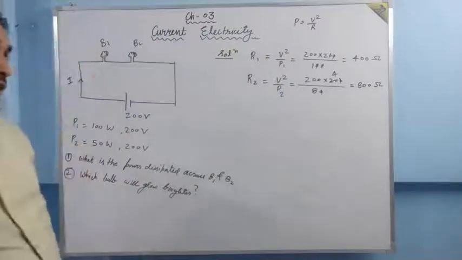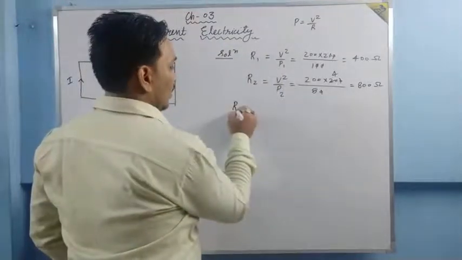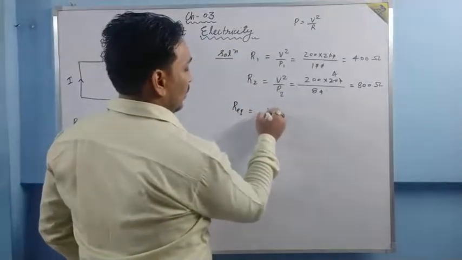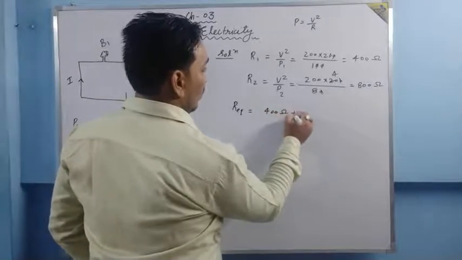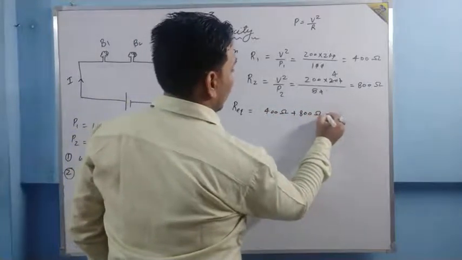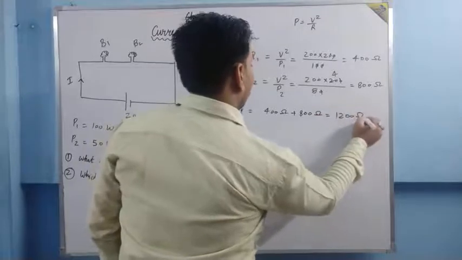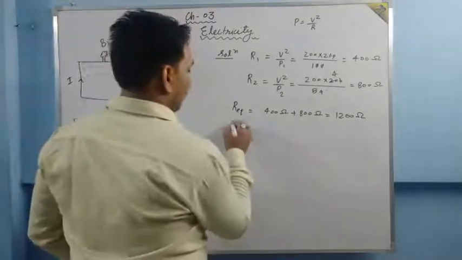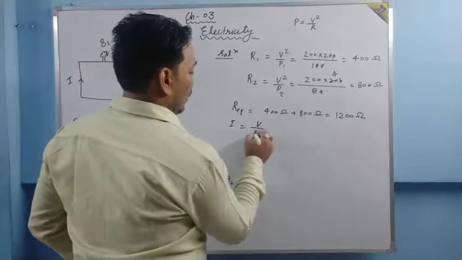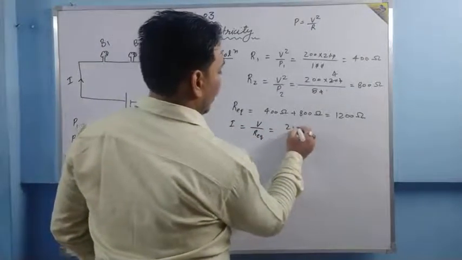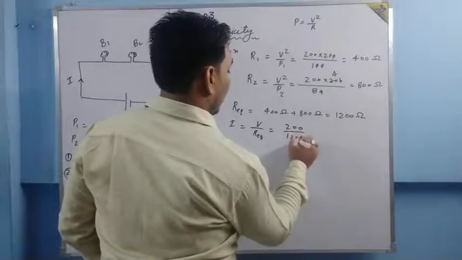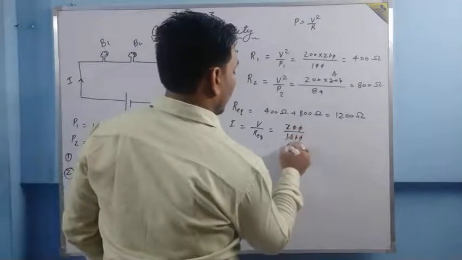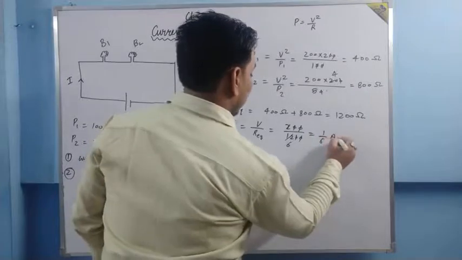Okay. What is the net resistance? R equivalent will be 400 ohm plus 800 ohm is equal to 1200 ohm. This is the total resistance. Total voltage supplied is 200 volt. What is the current in the circuit? V upon R equivalent. It will become 200 upon 1200. 0, 0, 0 will be cancelled. 2, 6 are 12. 1 by 6 ampere.